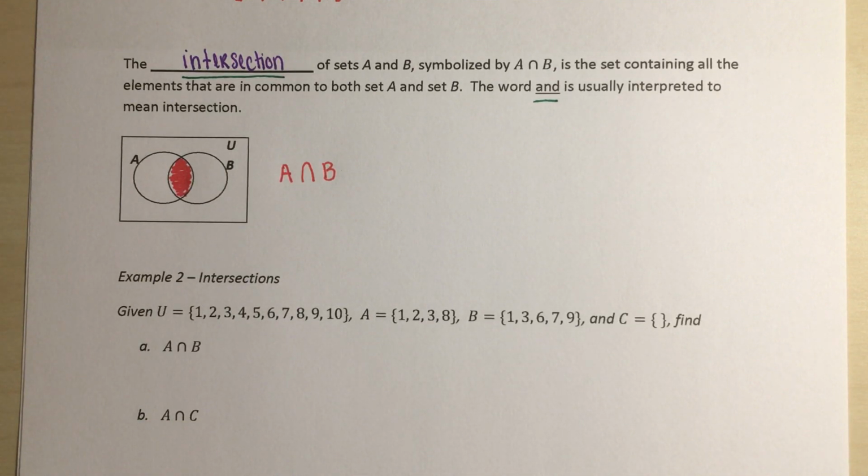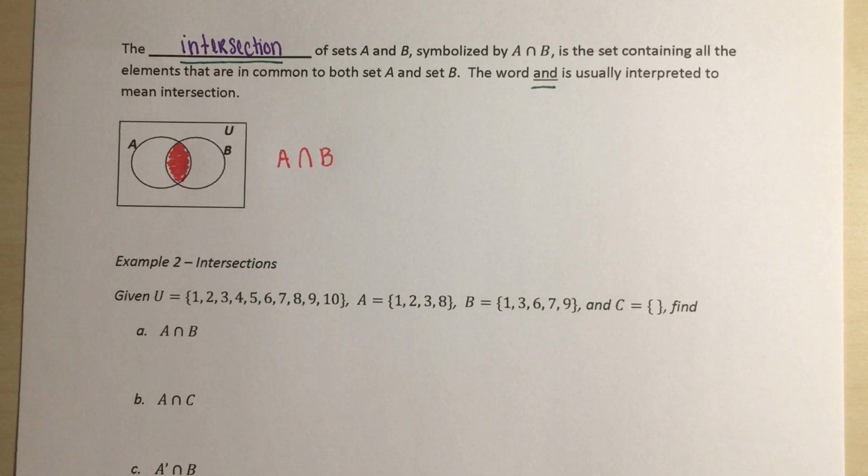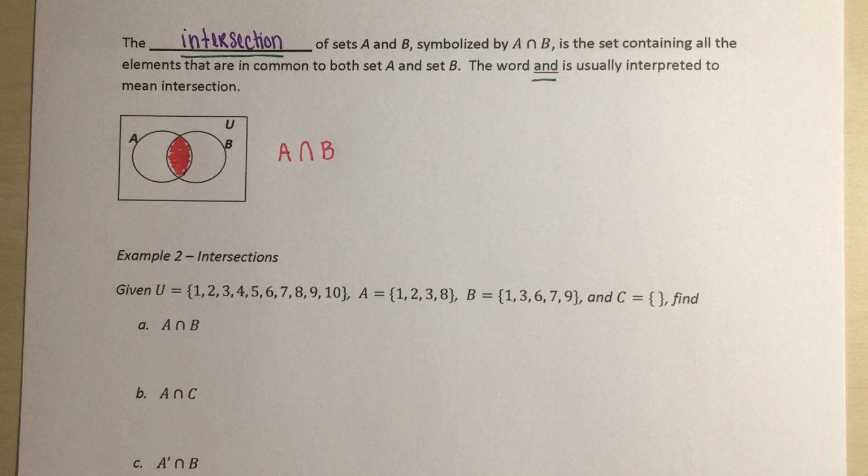In this next example, we're going to go through and use this definition a little bit. We're given our universal set, which contains the natural numbers from 1 to 10. A is the set 1, 2, 3, and 8. B is the set 1, 3, 6, 7, and 9. And C is our empty set. We're going to be asked to find a bunch of different intersections.